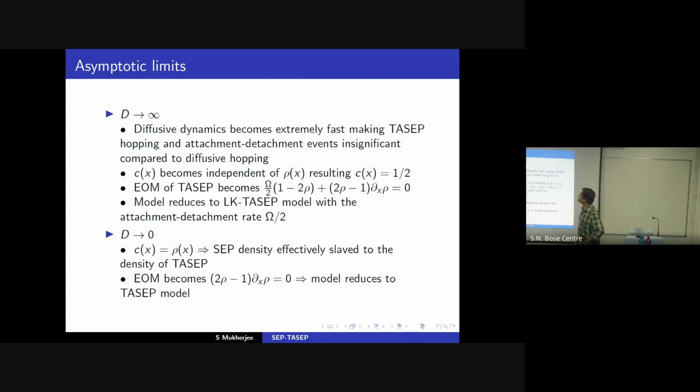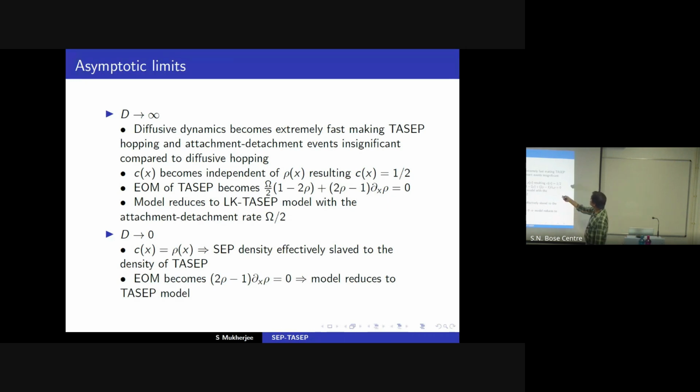So now we discuss the two extreme limits of our model. First, we consider D going to infinity. That means the diffusive dynamics is extremely fast, which essentially makes the other hopping rates, that means the Tassel hopping rate and the attachment detachment process, completely insignificant with respect to the diffusion. As a result, we can expect that shape is decoupled from the Tassel.